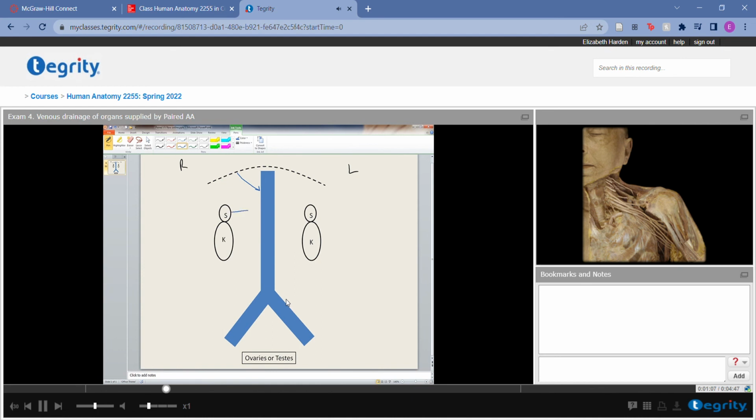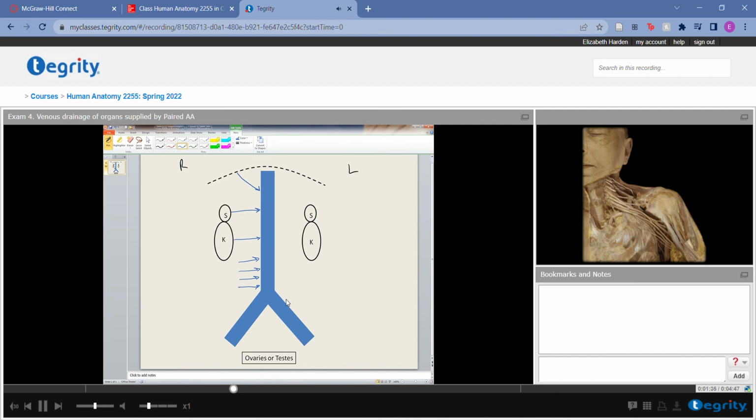If we look here at my suprarenal vein, that's going to drain directly into the IVC on the right side. And if you guys remember with the arteries, you have a superior, a middle, and an inferior suprarenal artery. Here you just have a suprarenal vein, so it's actually much easier. The right renal vein that drains that kidney is going to drain directly into the IVC. Those lumbar veins on the right side are also going to drain directly into the IVC. There's actually another potential drainage for them.